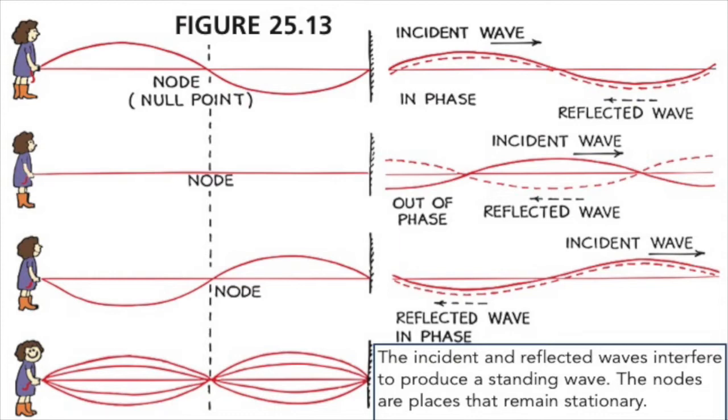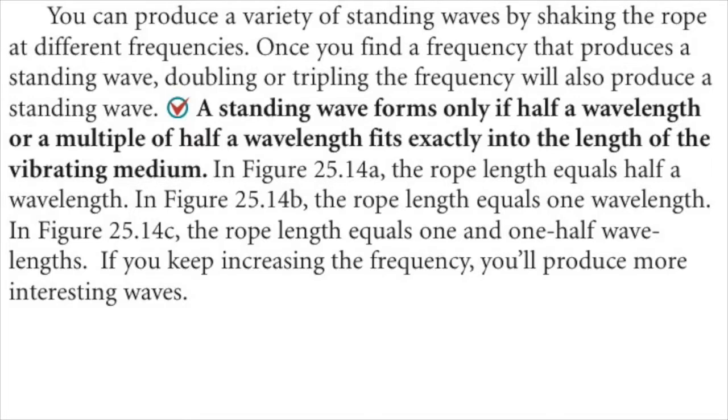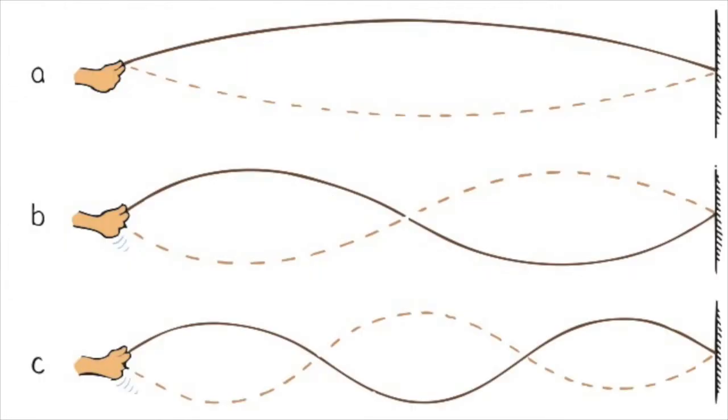Next. You can produce a variety of standing waves by shaking the rope at different frequencies. Once you find a frequency that produces a standing wave, doubling or tripling the frequency will also produce a standing wave. A standing wave forms only if half a wavelength or a multiple of half a wavelength fits exactly into the length of the vibrating medium.